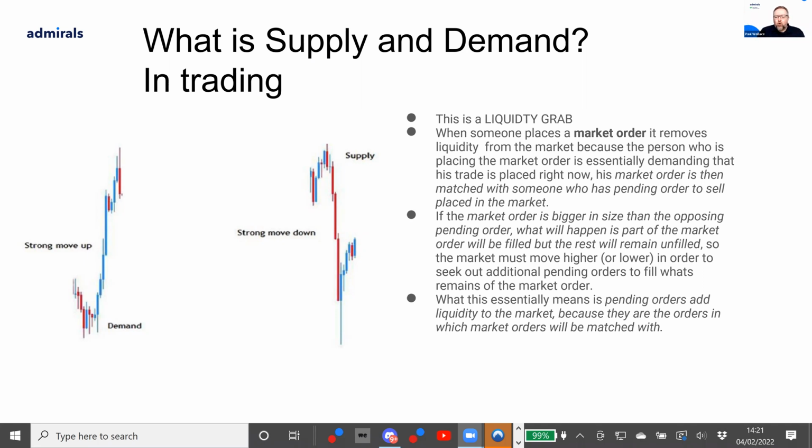If the market order is bigger in size than the opposing pending order, what will happen is part of the market order will be filled, but the rest will remain unfilled. So the market must move higher or lower in order to seek out additional pending orders to fill what remains of that market order. What this essentially means is pending orders add liquidity to the market, because they are orders which market orders will be matched with.